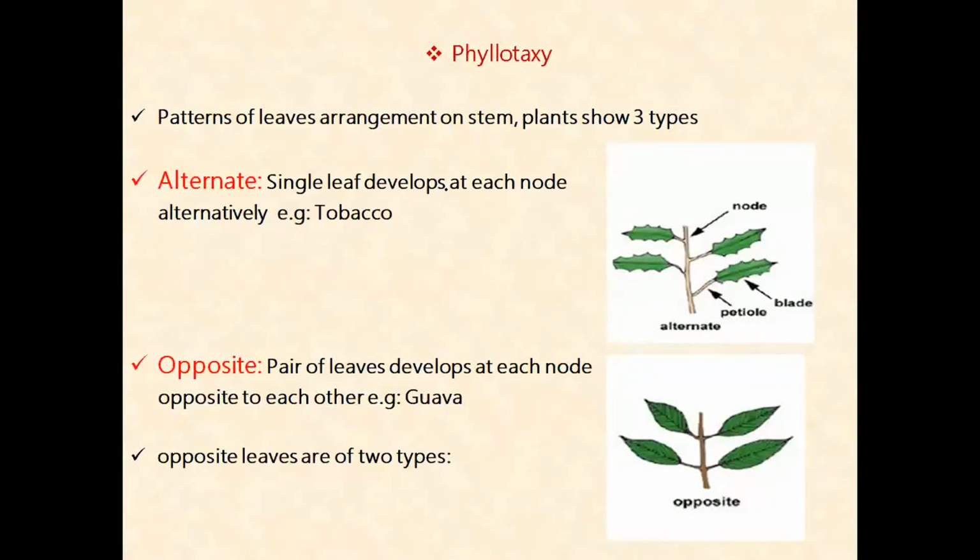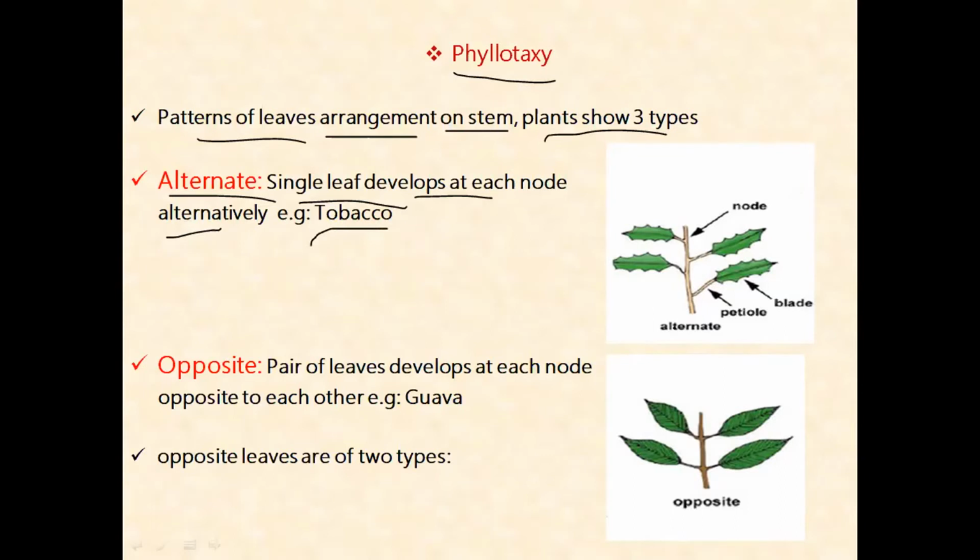The next topic is phyllotaxy. Phyllotaxy is the pattern of leaf arrangement on the stem, and generally plants show three types of phyllotaxy. First one is alternate. Here a single leaf develops at each node alternately to each other. For example, it occurs in tobacco. So you can see here this is alternate phyllotaxy.